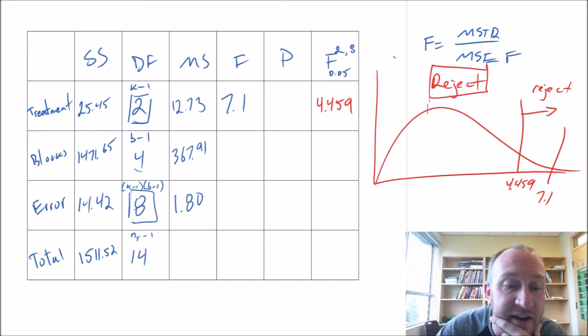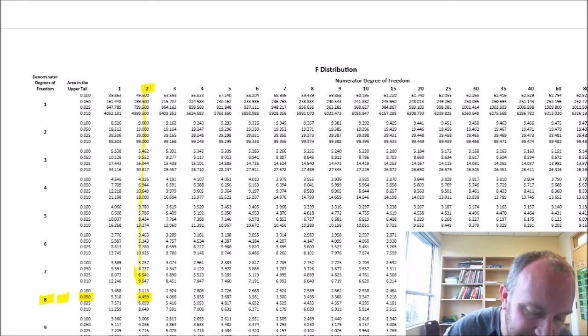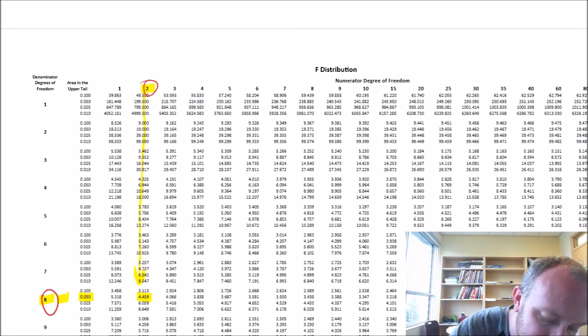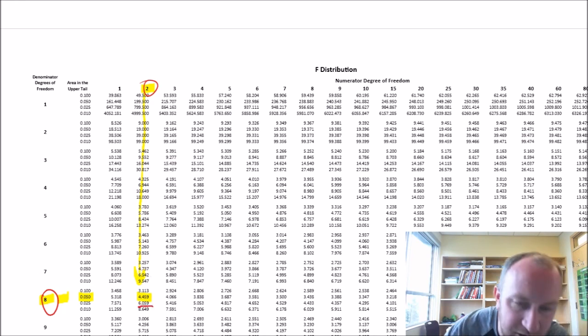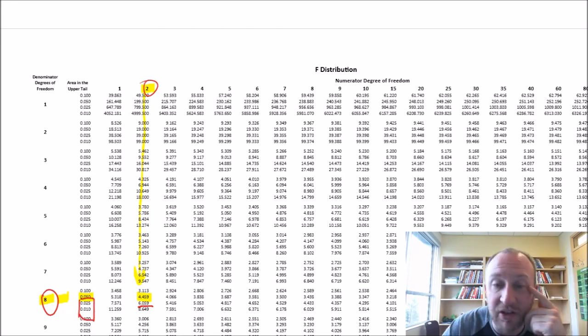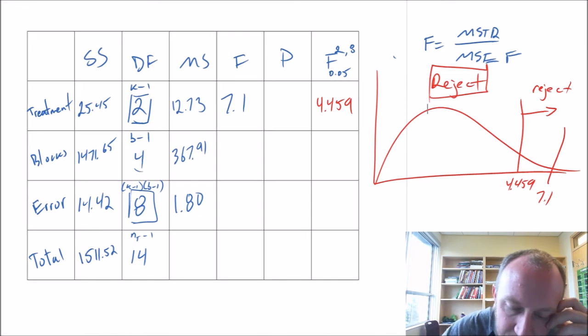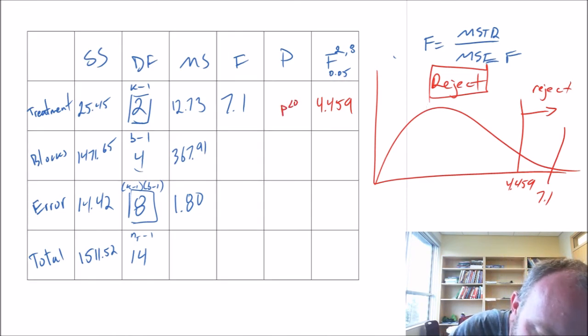Let's find our p-value just for completeness. So here we have again 2 and 8 degrees of freedom. Our test statistic was 7.1, so it's somewhere in between these two values, which means our p-value is going to be somewhere in between those two. So something less than 0.025 and greater than 0.01.